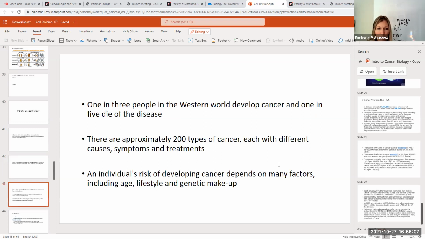1 in 3 people in the Western world develop cancer, and 1 in 5 die from cancer. 20% of the population will die from cancer. That could be even higher within your lifetime. There are approximately 200 types of cancer. Each has different causes, symptoms, and treatments.